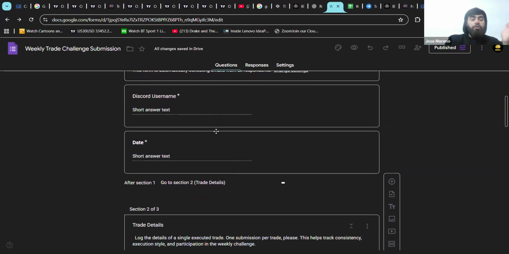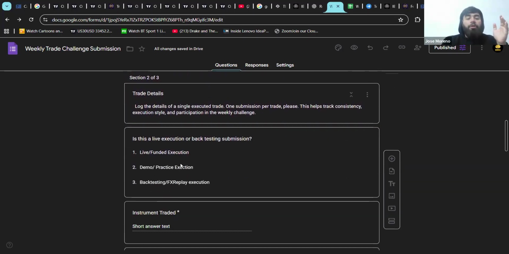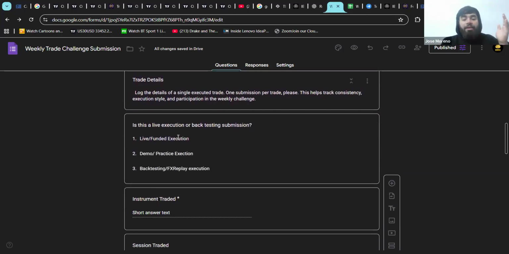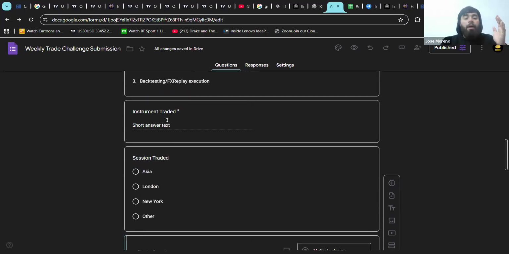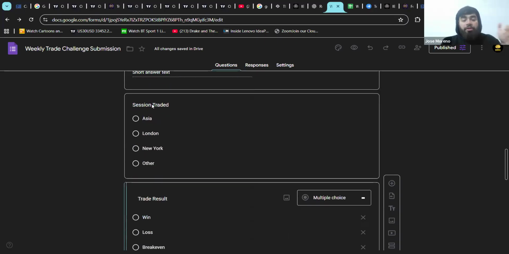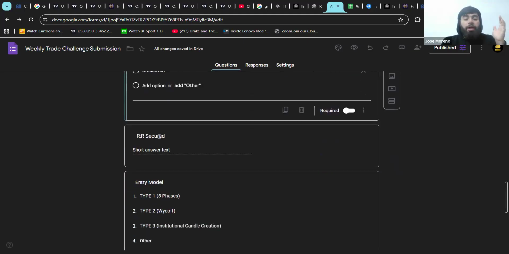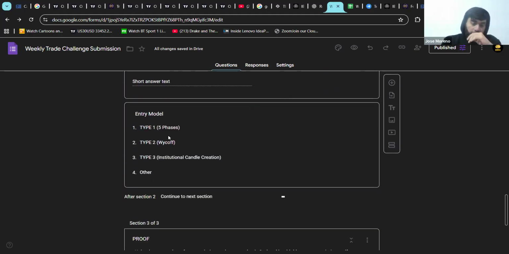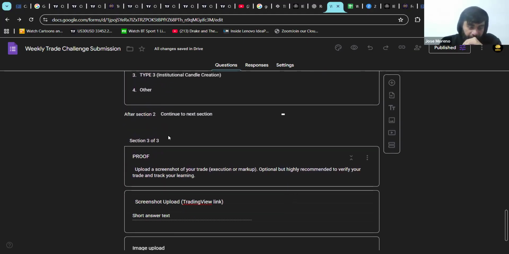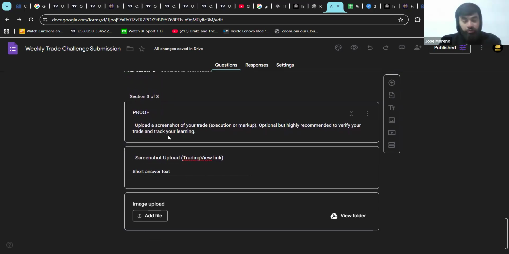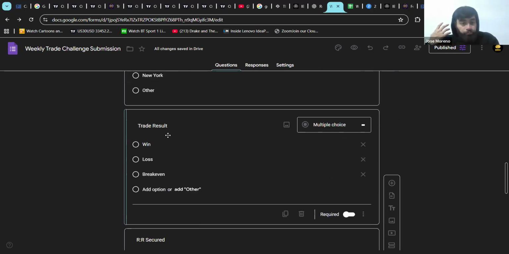You're just going to put what your Discord username is, the date, was it live, was it backtesting, was it demo? What did you trade? What session was that trade in? What was the result of the trade? What RR did you secure? Entry model, and then the proof, so a screenshot.